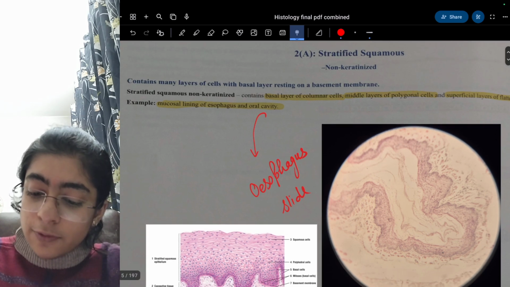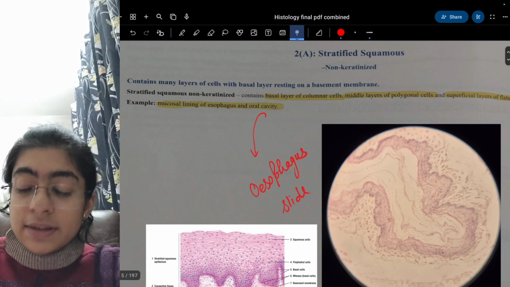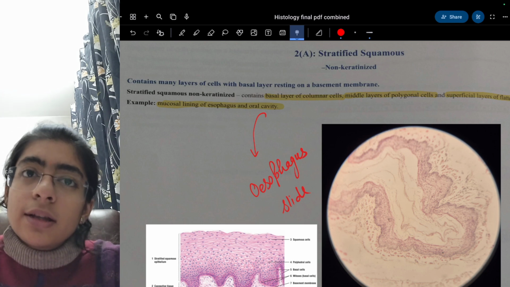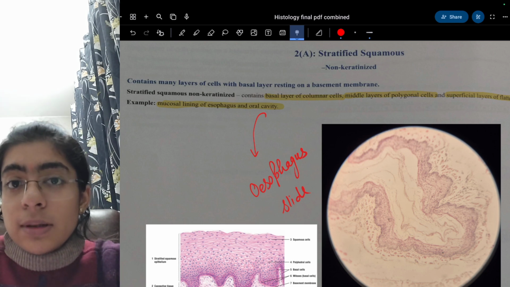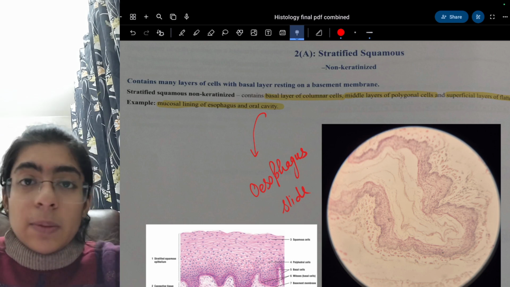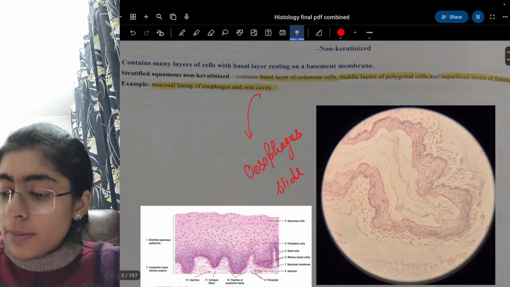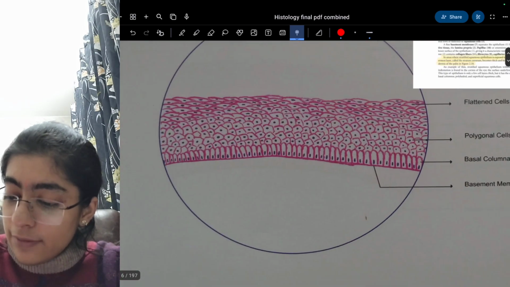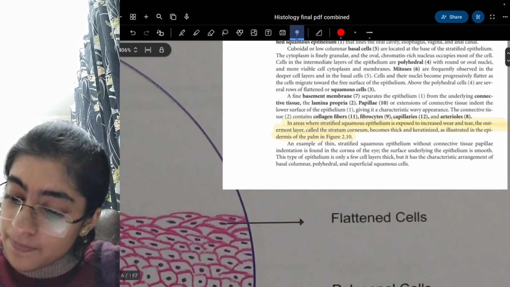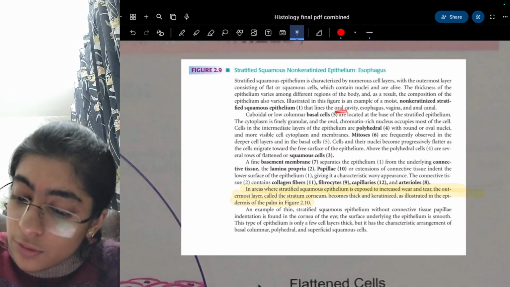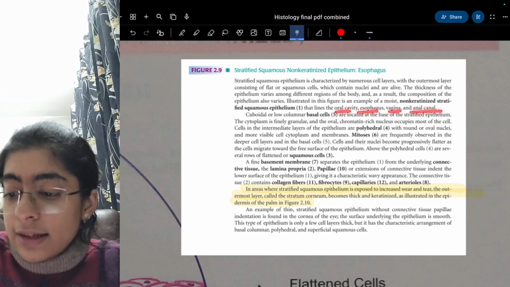First of all, stratified squamous epithelium, where do we need it? Where we need more strength as compared to simple epithelium, right? Simple epithelium is one layered and this is multi-layered. The locations of stratified squamous non-keratinized epithelium are the oral cavity, esophagus, vagina and anal canal.